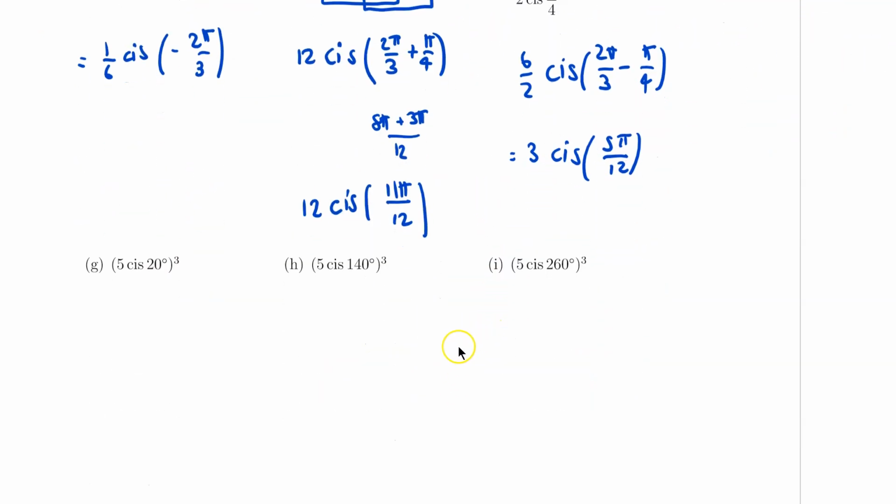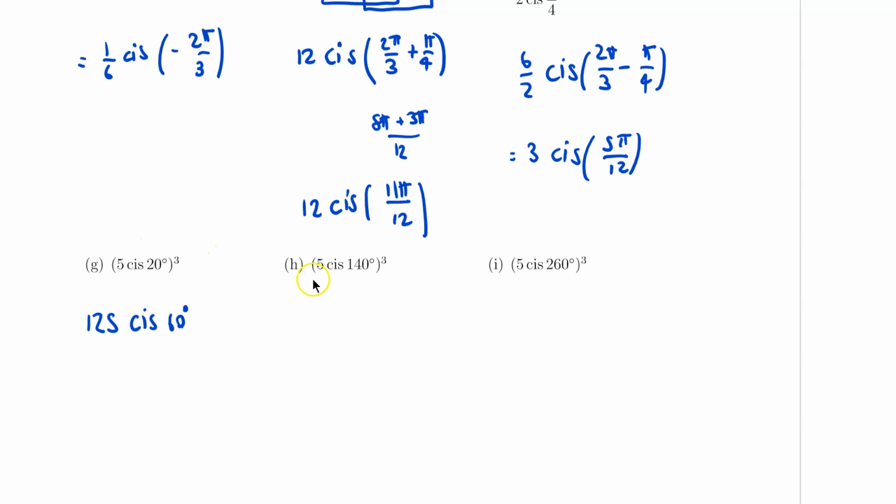Now let's look at the next three. If I raise 5/5 of 20 degrees to the third power, then I'm going to raise 5 to the third power. So that's going to be 125 and then 6 of 60 degrees. So it's as simple as that.